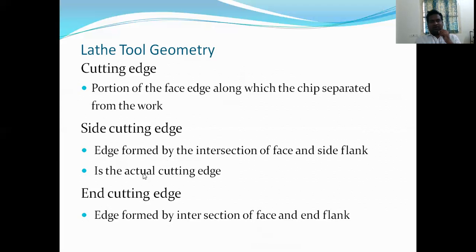So these are the parts, the geometry of the lathe tool, that is face, flank, etc., and the cutting edges. So these are the cutting angles and the parts of the tool, right?